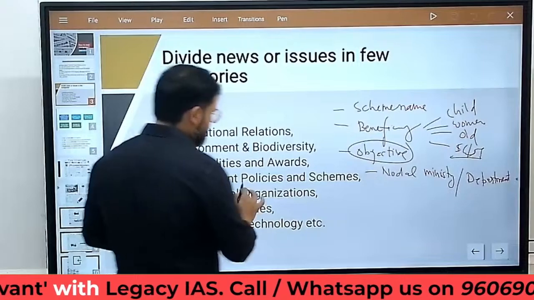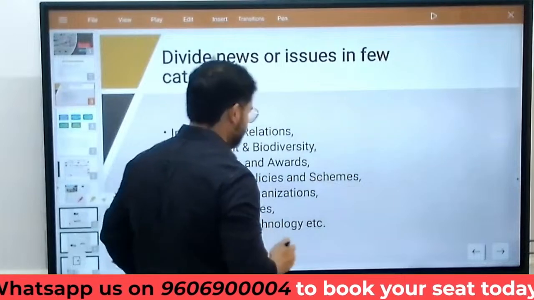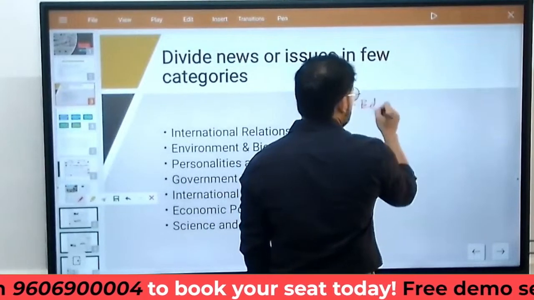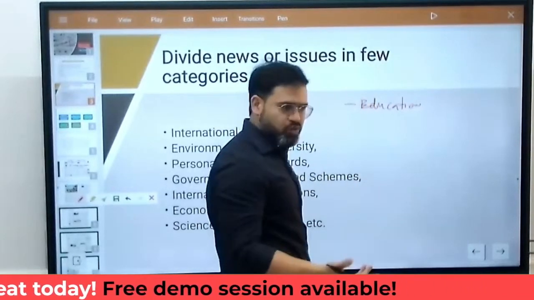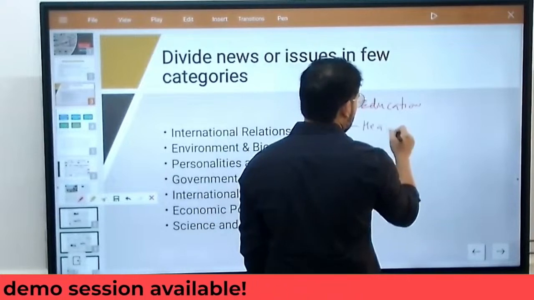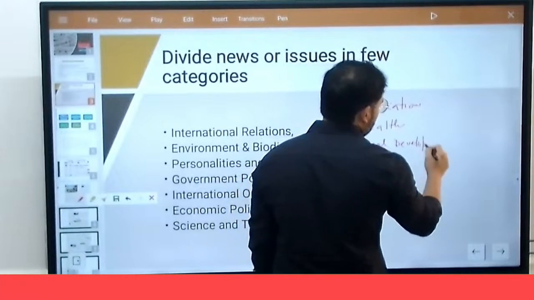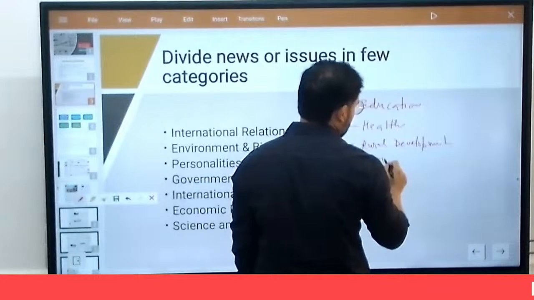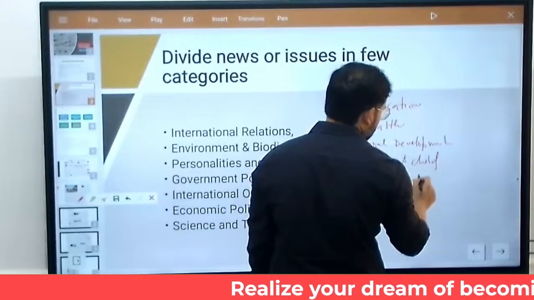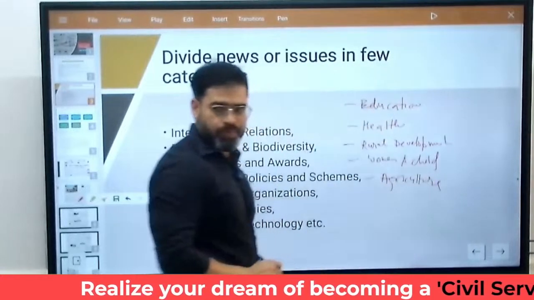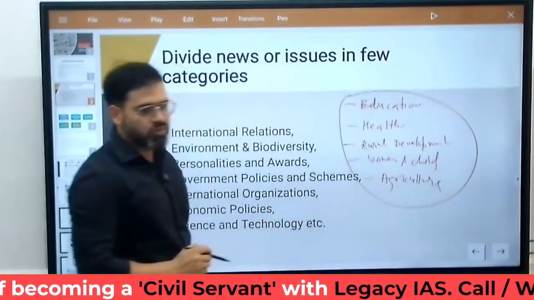So government policies and schemes, definitely you have to look. Various areas में जो government policies होगी, for example, education related: primary education, secondary education, tertiary education, then health, then rural development, then women and child. After that, agriculture. Correct. So these are some important areas जहाँ पे आप government schemes you have to focus.